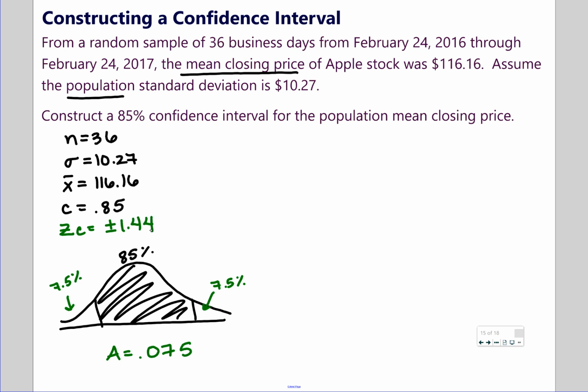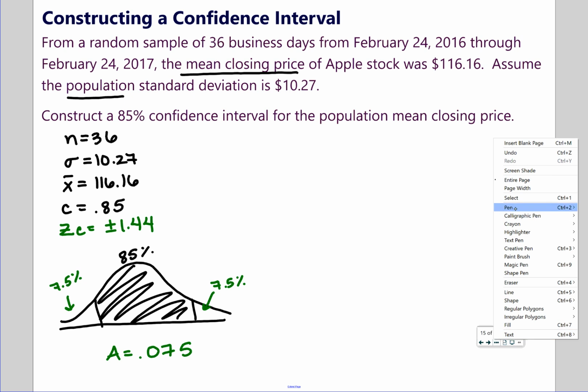They're always one positive and one negative. The positive one, though, is what we're always going to plug into the margin of error formula because it's always going to be a positive value that we get out. Okay, so this one just has an extra step there because you have to find that z value versus it just being a common value.